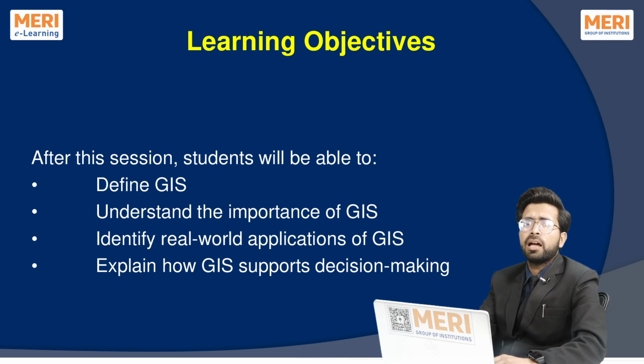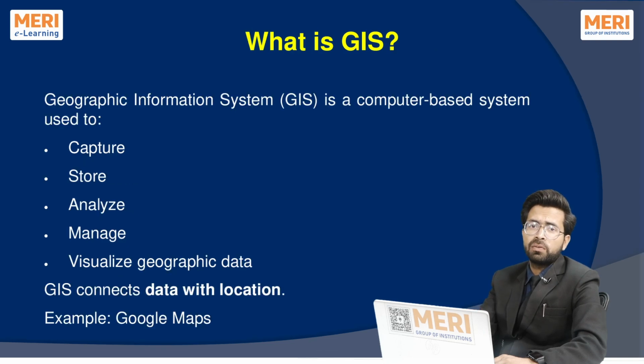In summary, learning objectives provide direction, clarity, and measurable outcomes for the session. They ensure that the students leave the lecture with a clear understanding of GIS fundamentals. Now that we know what we aim to learn, let us begin with the definition of GIS. What is GIS? A geographic information system is a computer based system designed to work with geographic or spatial data.